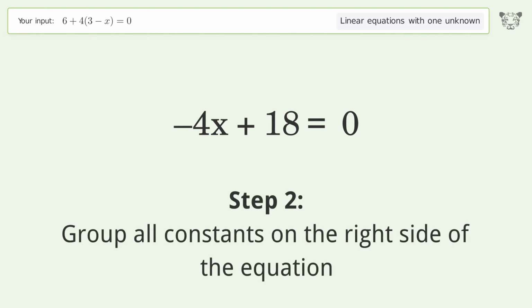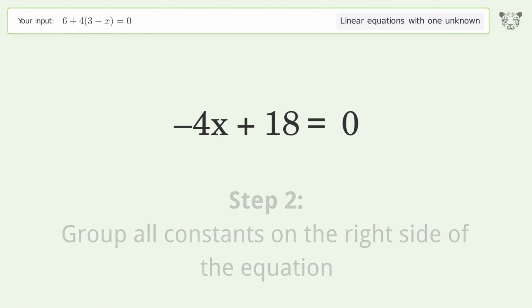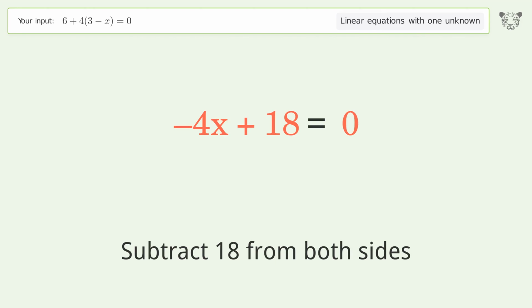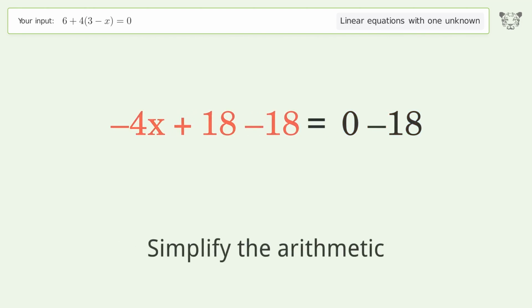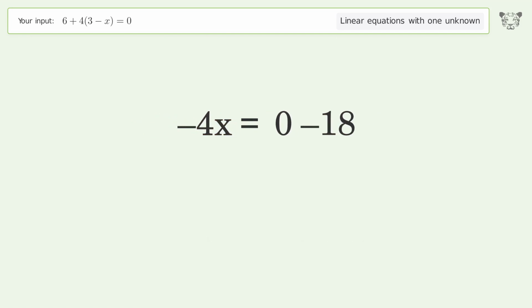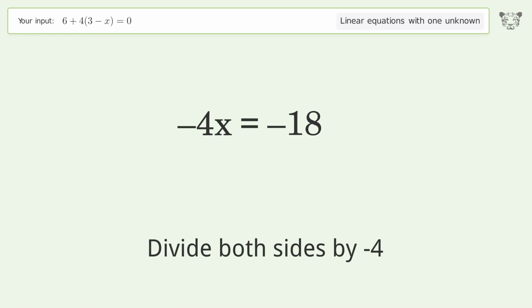Group all constants on the right side of the equation. Subtract 18 from both sides. Simplify the arithmetic. Isolate the x. Divide both sides by -4.